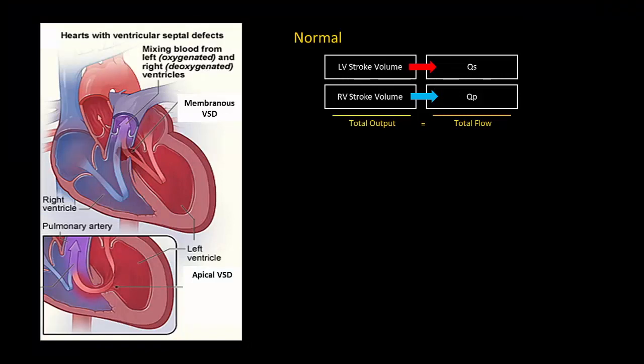So in a normal patient, the LV stroke volume equals the aortic flow, and the RV stroke volume equals the pulmonic flow, and the total combined ventricular output equals the total combined flow.